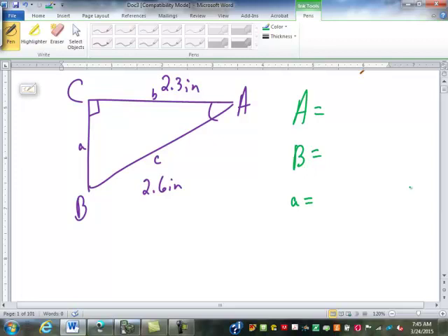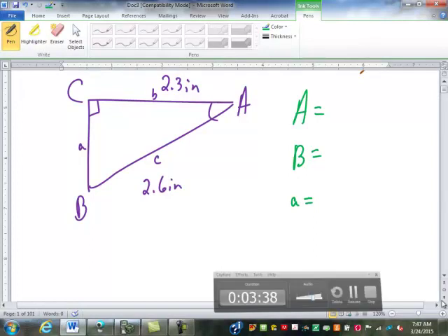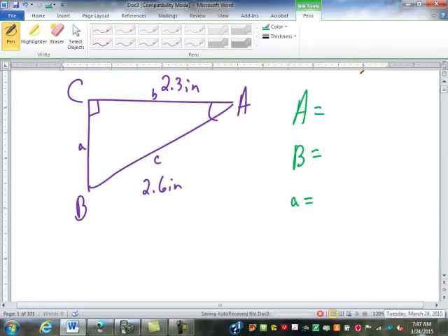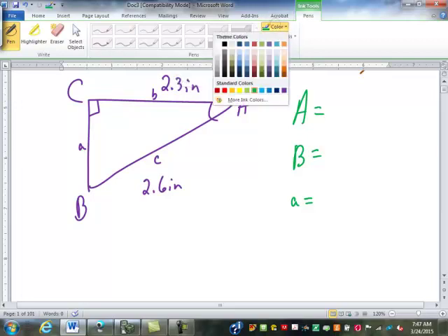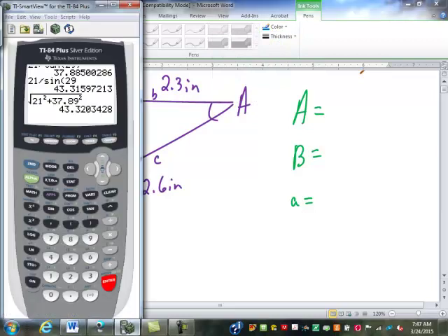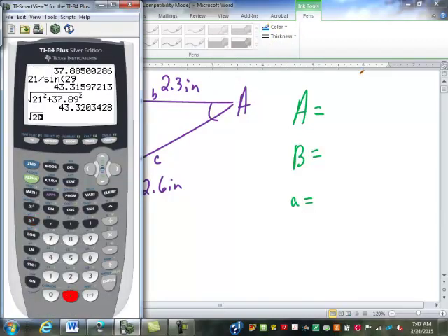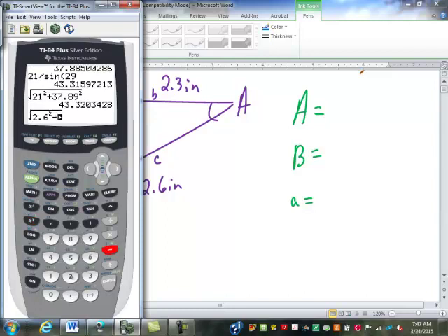So on this one, find angles A and B and then side little a. Okay. Now, of course, side little a you could find here with a squared plus b squared equals c squared if you wanted to. In fact, let's do it. Whenever we have two sides, that's generally the most effective way, the simplest way to find it. So it's going to be the square root of 2.6 squared minus 2.3 squared.